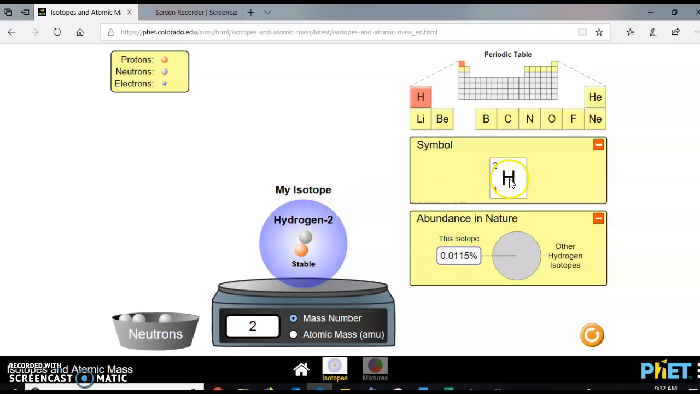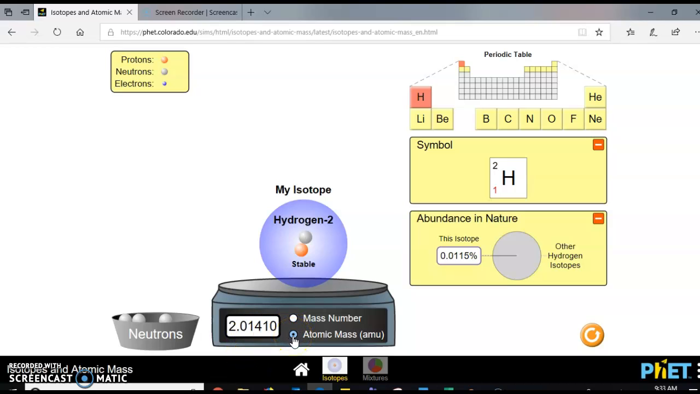So hydrogen 2, the symbol, the abundance in nature now is 0.0115%. So again, this one is very small abundance. Notice that the mass number is 2. If you were to look up the average atomic mass of hydrogen on the periodic table, it's 1.007, I believe. So really close to 1, which makes sense, right? Because that first isotope, hydrogen 1, was hugely abundant, 99%, and this one's at 0.01. So clearly not as big, and therefore the average atomic mass is closer to 1, not 2. So you could see that it all works out and makes sense there.